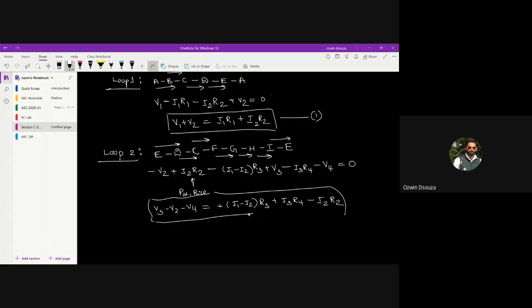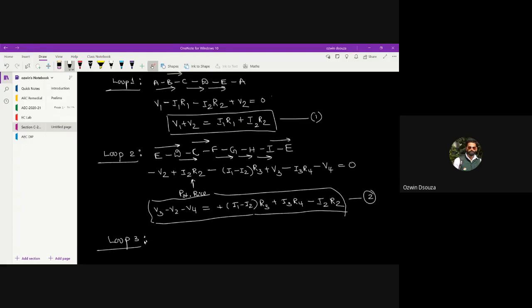Now I'm not going to solve this particular equation. I'll just write down the equation, because your objective is not to find out what I1, I2, etc. are. The objective was to get the correct KVL equation. So finally, I'll go to loop 3.